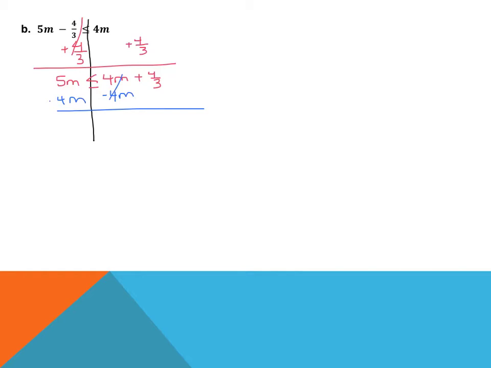Alright, so on B, I'm going to add 4/3 to both sides. Notice that the other side, the 4m, is not a like term with 4/3, so I'm going to add the 4/3 to that side. So then I have 5m is less than or equal to 4m plus 4/3. Now I need to cancel m from one side, so I'll subtract 4m, and that'll give me 1m is less than or equal to 4/3.